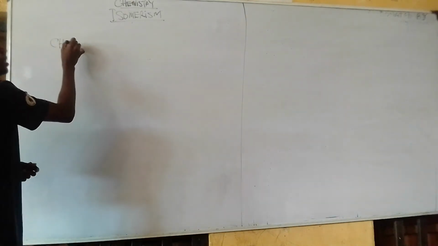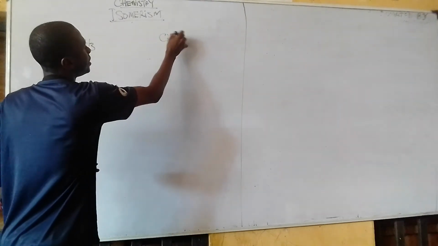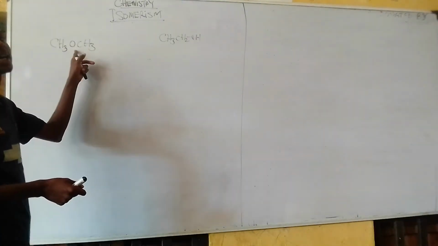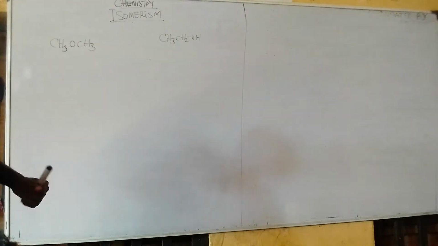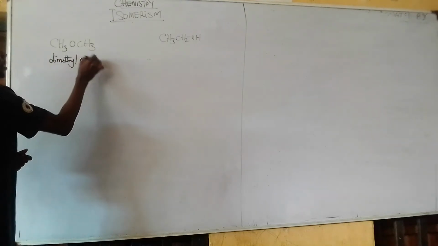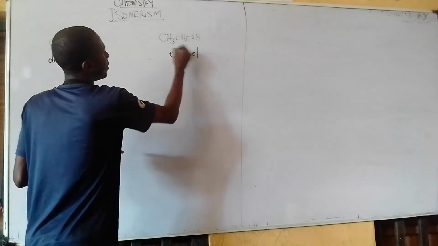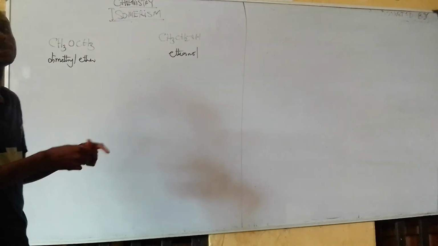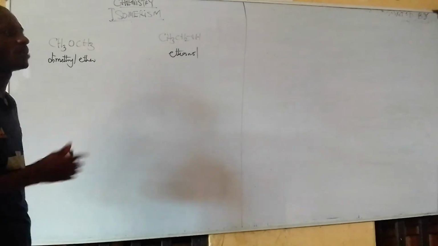CH3OCH3 and CH3CH2OH. This is an ether, dimethyl ether, and this is ethanol. Now, dimethyl ether and ethanol are different compounds, but you know what? They have the same molecular formula. Let us see their molecular formula.